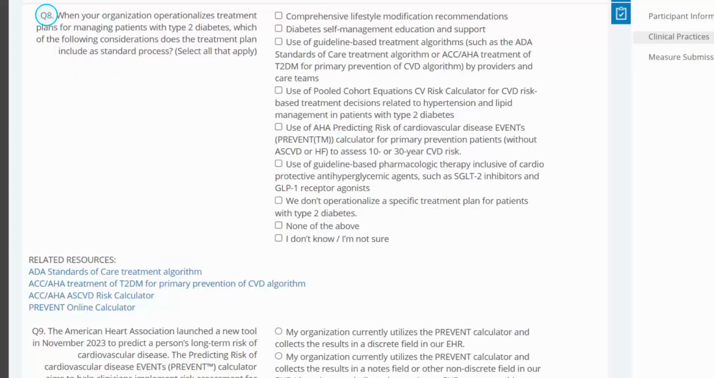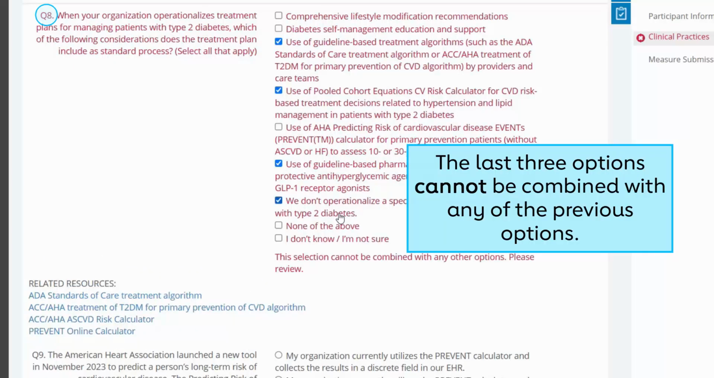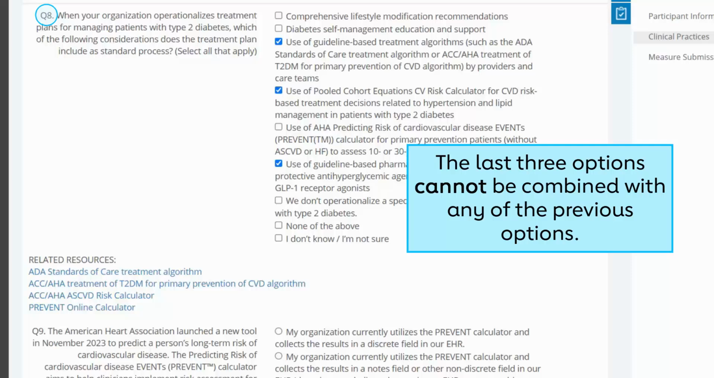Question 8 asks, when your organization operationalizes treatment plans for managing patients with type 2 diabetes, which of the following considerations does the treatment plan include as standard process? Make sure to select all that apply. My demo organization's treatment plans include the use of guideline-based treatment algorithms, the use of the pooled cohort equation CV risk calculator, and the use of guideline-based pharmacologic therapy inclusive of SGLT2 inhibitors and GLP-1 receptor agonists. Again, you cannot select any of the last three options in combination with other selections.